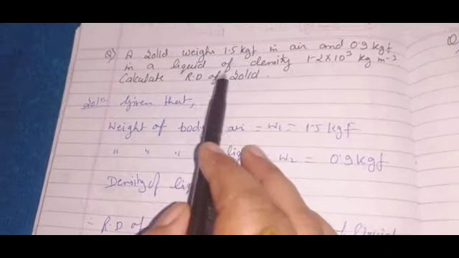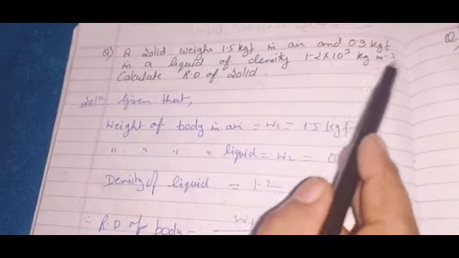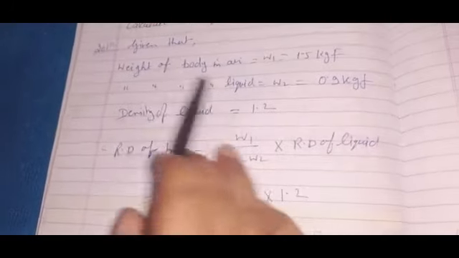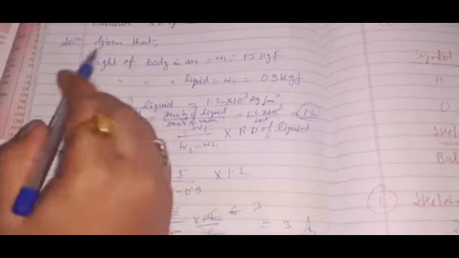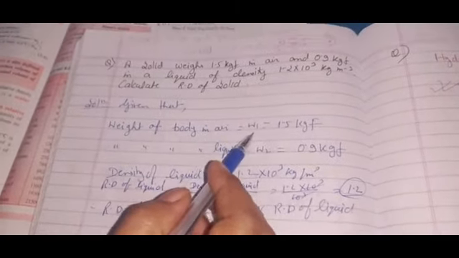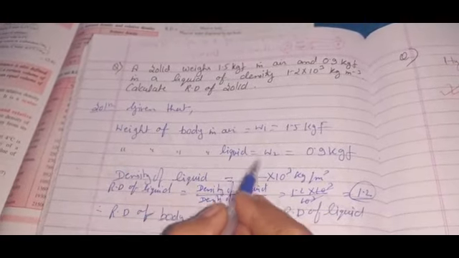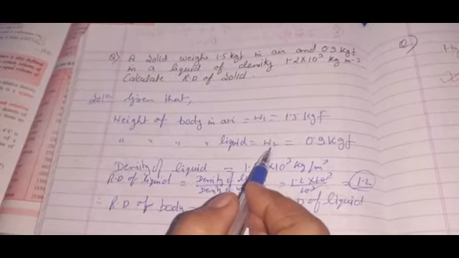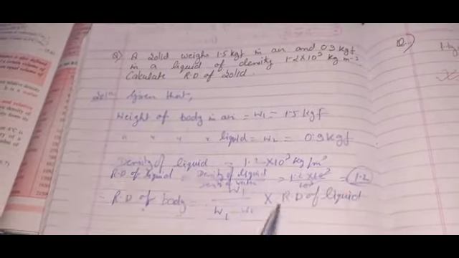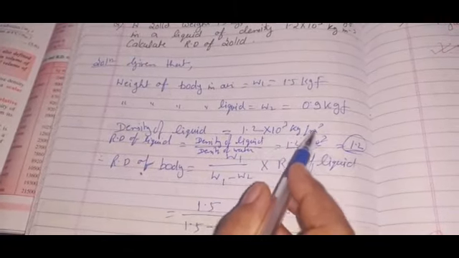What is the next part? In a liquid of density 1.2 into 10 to the power 3 kg per meter cube, calculate the RD, that is the relative density, of this solid. So let's see how we'll solve the sum. Given that the weight of the body in air is W1, that is equal to 1.5 kgf. The weight of the body in liquid is W2, that we have assumed, equal to 0.9 kgf. And what is given, the density of the liquid is 1.2 into 10 to the power 3 kg per meter cube.